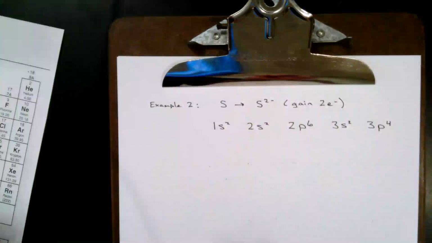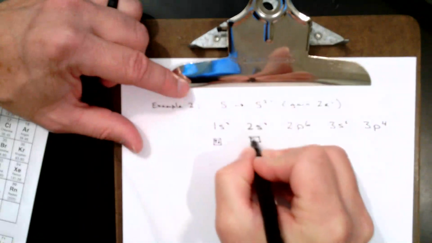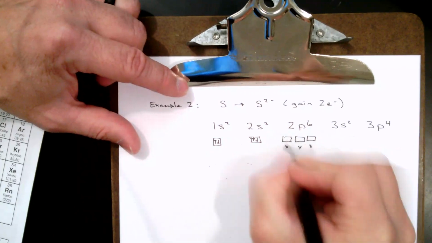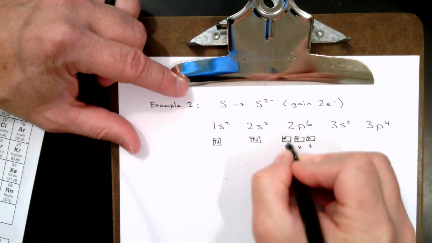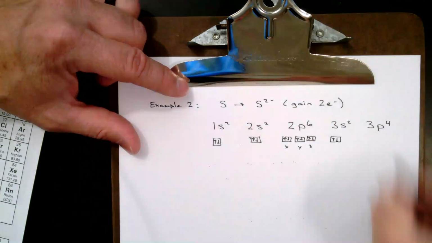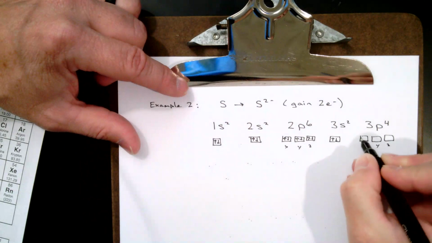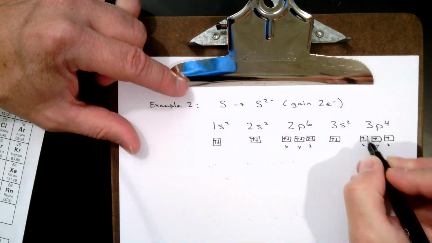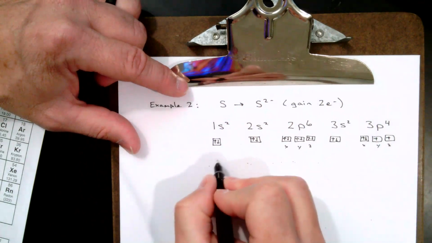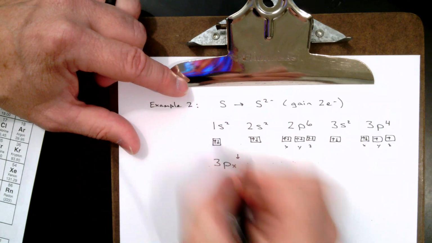Principal quantum 3, 3s2, 3p4. So the s orbital has an up and a down. The p, x, y, z, has an up, up, up, down, down, down. The s has an up and a down. And then the p, x, y, z, has an up, an up, an up, and then a down. So the last electron for the atom of sulfur is the 3px down electron.